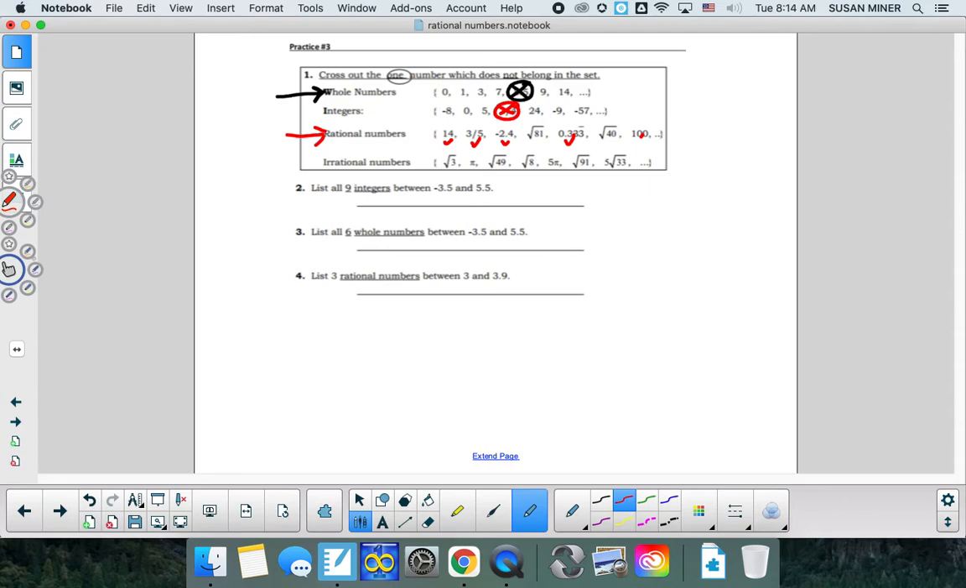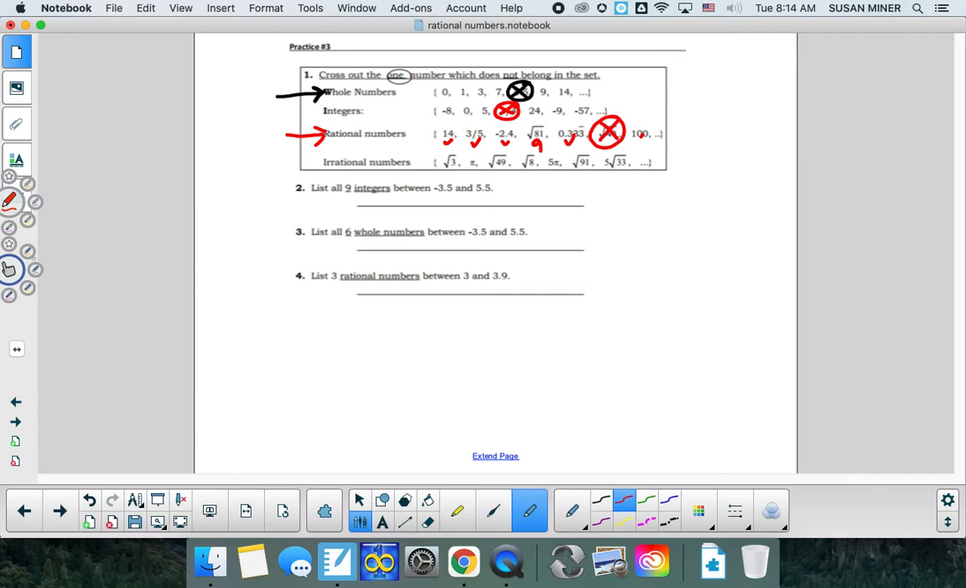And so once I calculate these out, I find out that the square root of 81 is equal to 9. 9 is a whole number. The square root of 40 is a non-terminating, non-repeating decimal. So this is the one that doesn't belong in the rational numbers group. And so that's the one I'm going to cross out. Okay, so that's how we do that. We're going to use our calculators to help us.